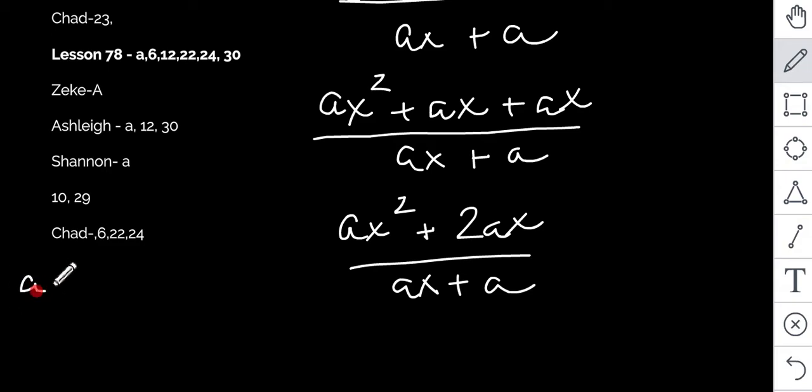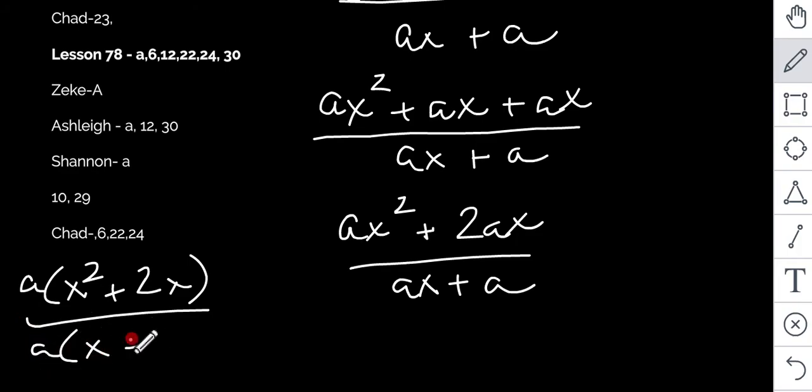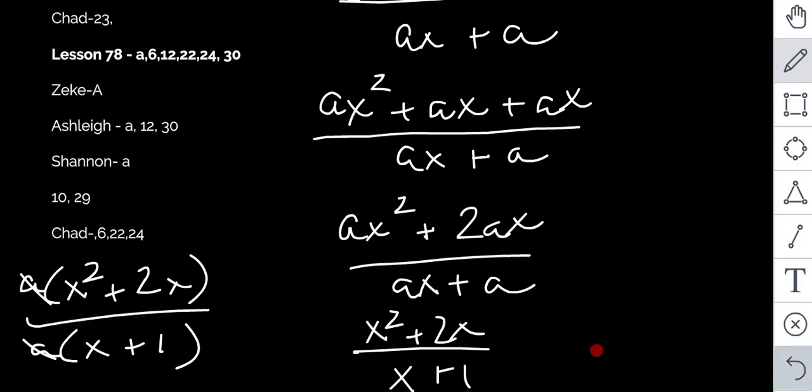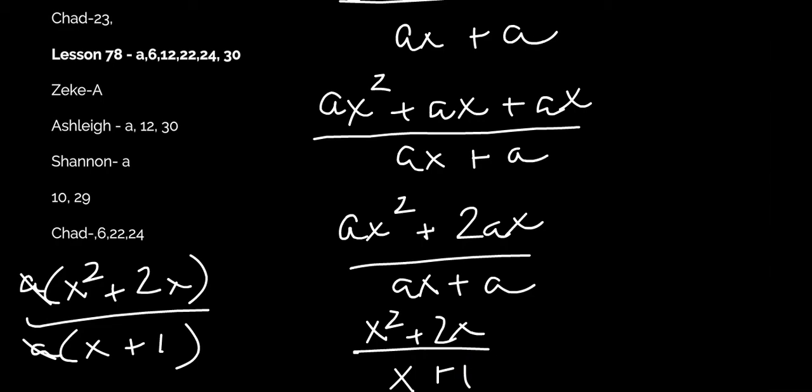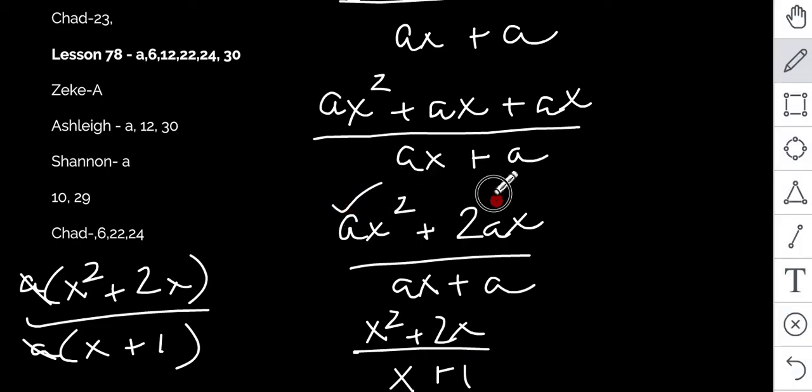So I'm going to just slide over here because I'm out of room. x squared plus 2x all over a times x plus 1. The a's cross out, so our final answer is x squared plus 2x over x plus 1. A little complicated because you have to factor the a out because it's in every single term.